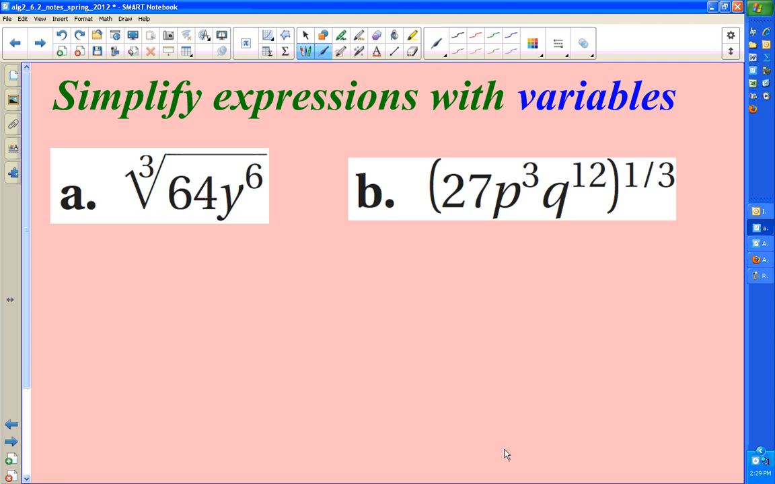Okay? For A, let's do good guys, bad guys. Cube root of 64. I need a perfect cube that goes into 64. 64, very good. And a perfect cube that's a factor of y to the 6th. They're both good guys, so we don't need to do good guys, bad guys. What's the cube root of 64? 4. Cube root of y to the 6th? 6 divided by 3, 2. So y squared.